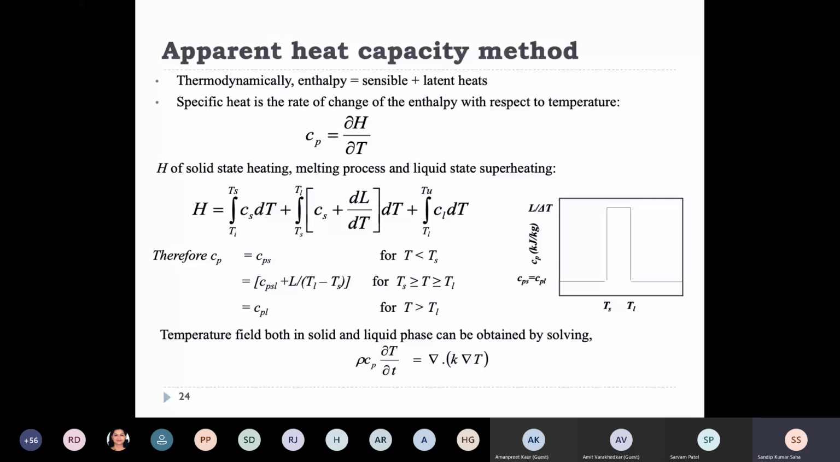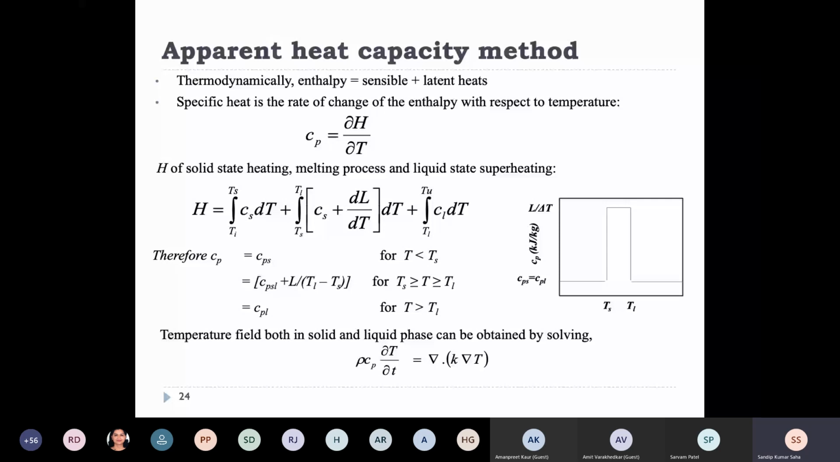Now, porosity only came because you have modeled your problem, modeling the melt front as a porous medium. Now the next one is the apparent heat capacity method. The fundamental basis is that here they change the specific heat during the melting. So change the specific heat how?